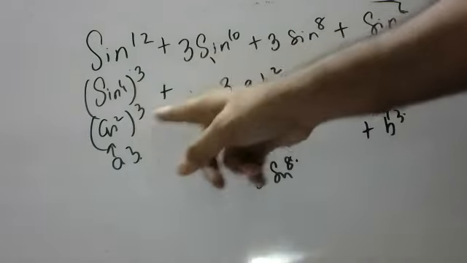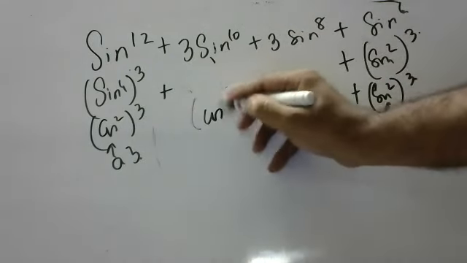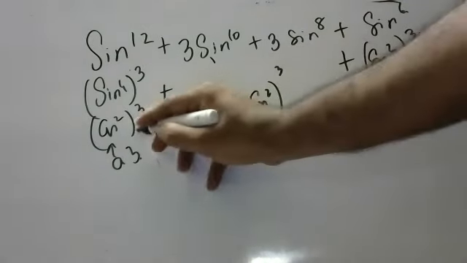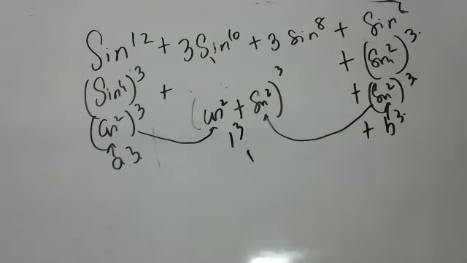So finally I wrote this as a plus b whole cube. Who is a, children, here? Cos square. Who is b, children? Sin square whole cube. A plus b whole cube, that is 1 cube. That is 1. This is what we are going to do, children.